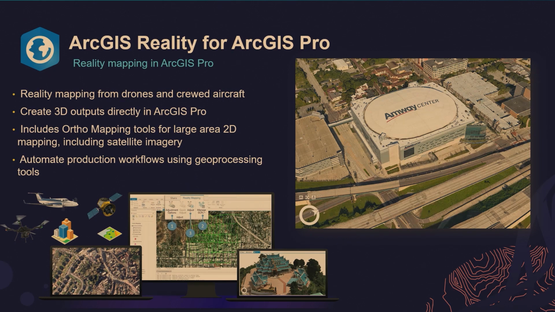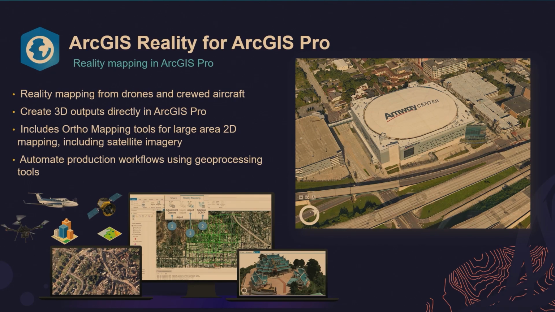ArcGIS Reality for ArcGIS Pro is an extension which brings 3D reality mapping directly within ArcGIS Pro. So for our users who are already familiar with this piece of software, it brings your end-to-end reality mapping solutions in-house for any scale, site, city, and country. It provides more flexibility to work with different types of sensors and using different collection parameters.